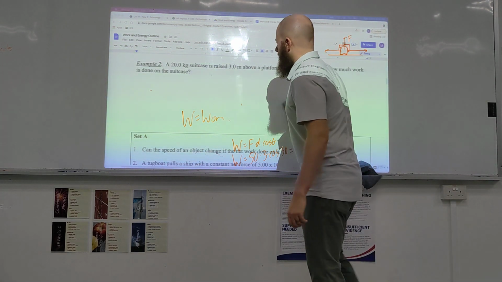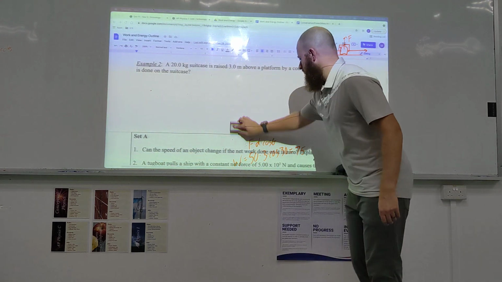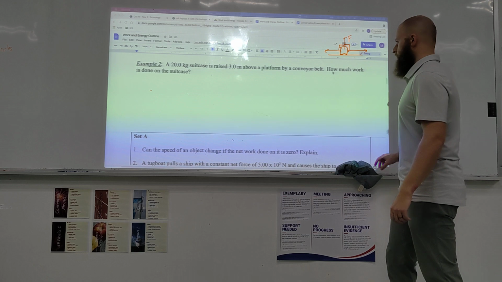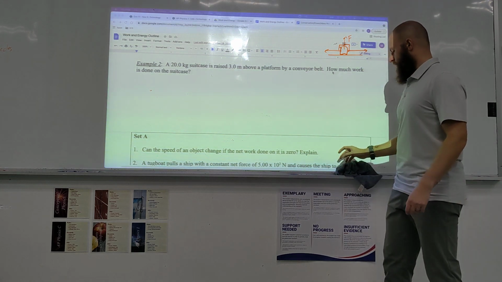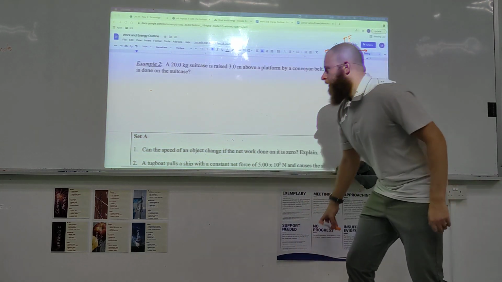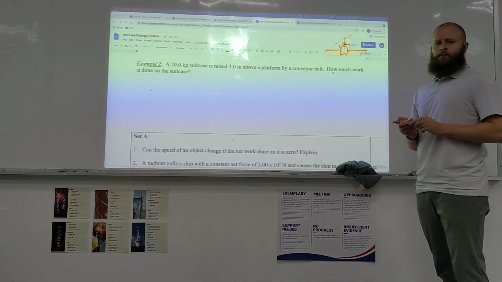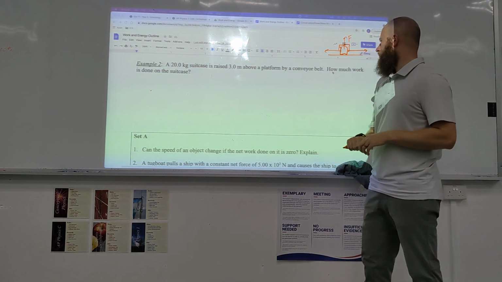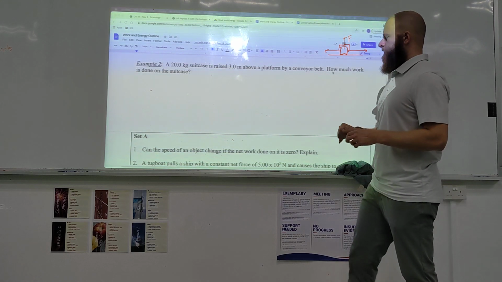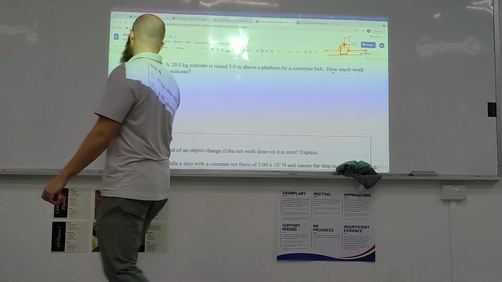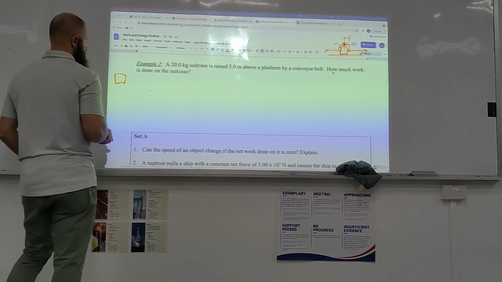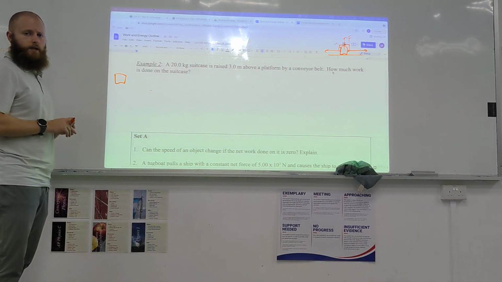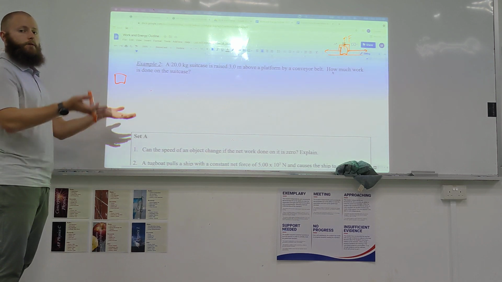Okay, so we have a 20 kg suitcase that is raised 3 meters above a platform by a conveyor belt. How much work is done on the suitcase? So in this case, we're only concerned about going up, okay? So if I'm only concerned about going up, let's draw a little free body diagram here. What are the two forces acting on this suitcase as it's being moved up?